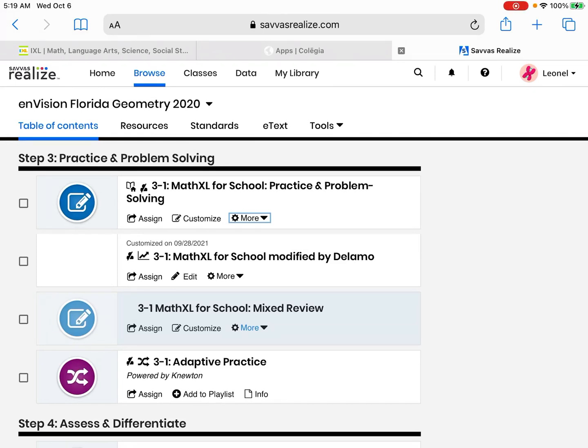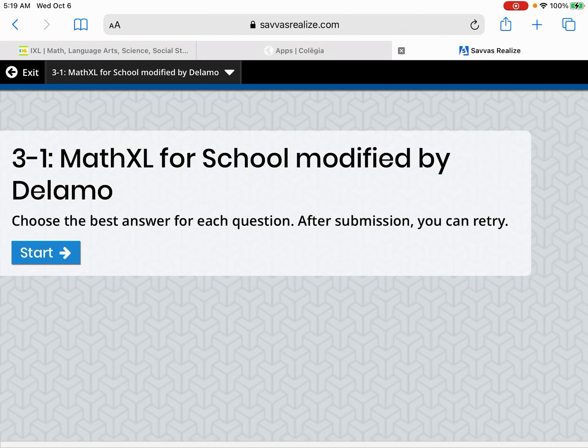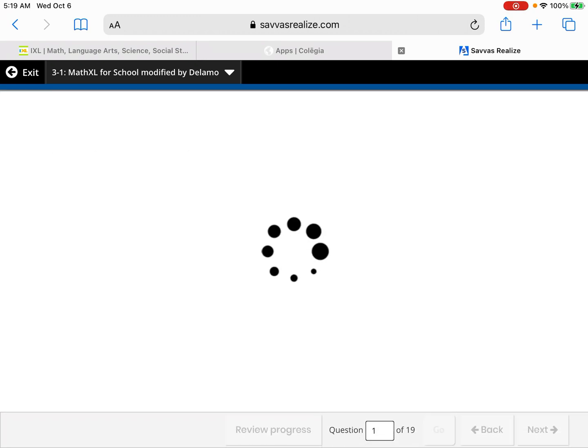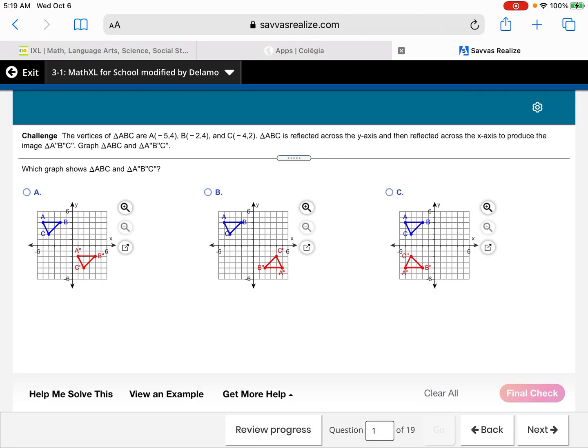Hello everyone. So we're going to go ahead and do solutions here for 3-1. This is the modified version. So I handpicked questions for you guys to do. And again, this is for, of the three, right? Because you get a lesson quiz and then you get additional practice.